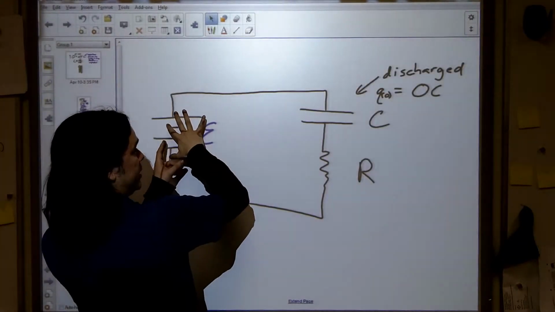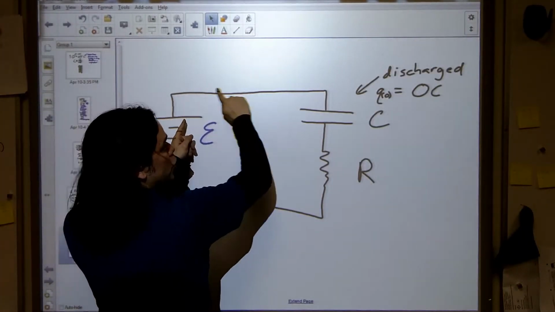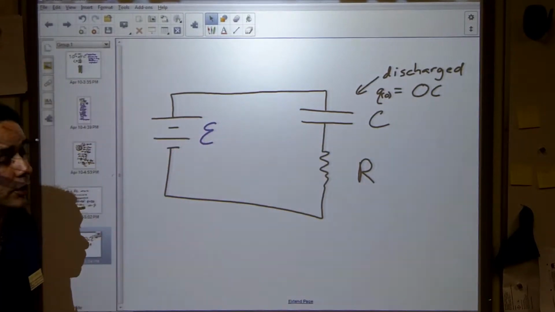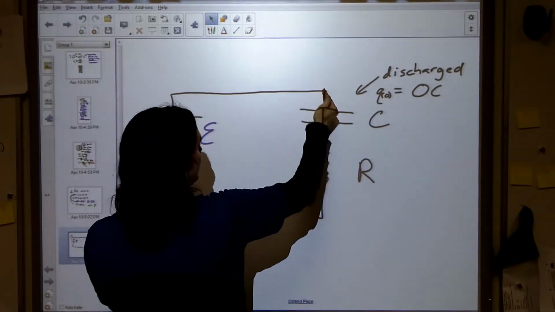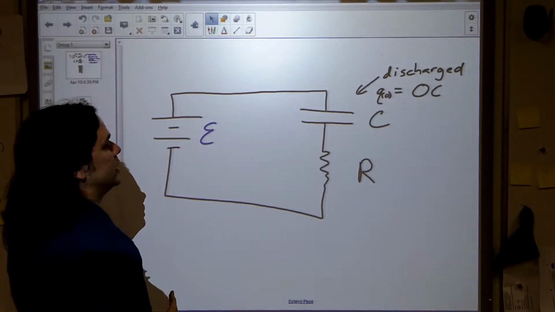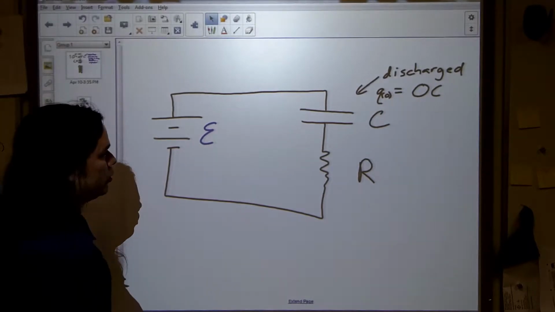If you have a bigger potential difference on your battery, it's going to push harder, and it will push more positive charges onto the capacitor plate until the capacitor gets too full and pushes hard enough back that everything stops. All right. So that's a little bit of information there. Here's what we're going to do.